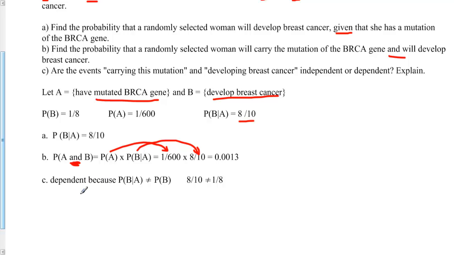Now, are they independent or dependent? And I'm going to go ahead and tell you they're dependent. If these 2 are equal, then they're going to be independent. But you have to look at the probability of B, given that A has already occurred, which we know is 8/10, and you look at the probability of B by itself. And if those 2 numbers were equal, I would have said independent. But since they're not equal, that means that they're dependent on each other.